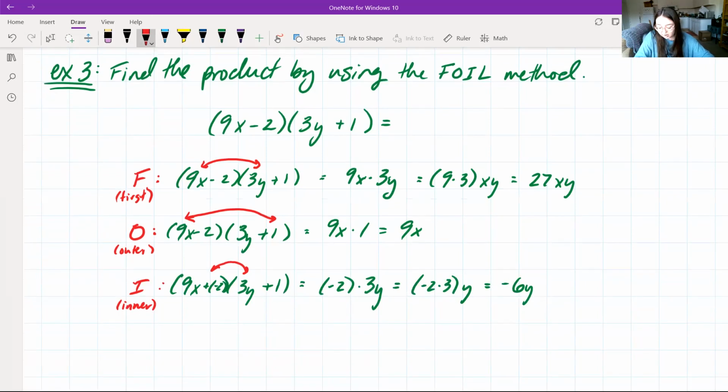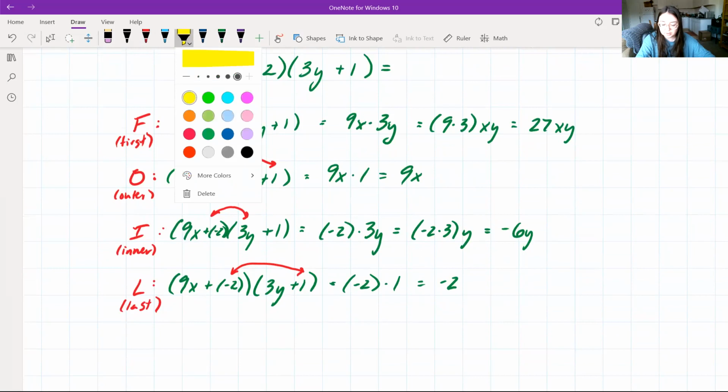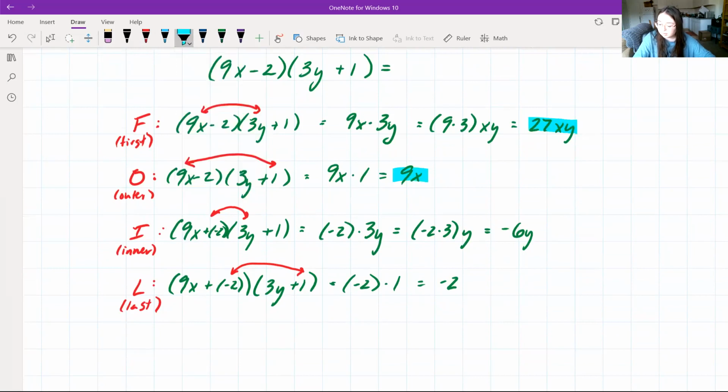Then lastly, our last terms, writing out our expressions again, 9x plus a -2 to make it a little bit easier on ourselves, and 3y plus 1. We're taking our last terms in this case, so -2 times +1, which gives us a -2. So we've found all of our terms of our product. Now we need to combine.